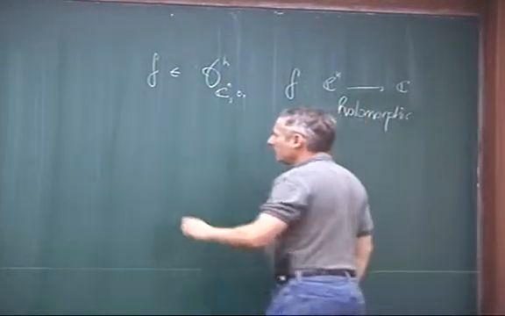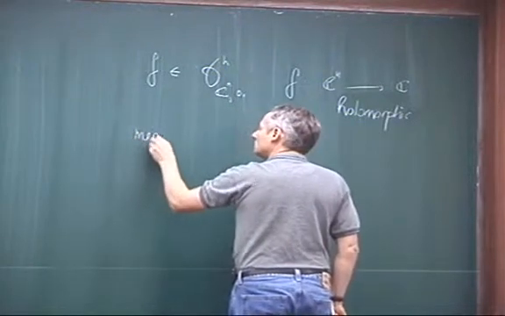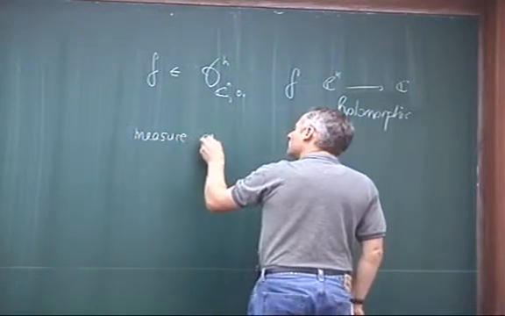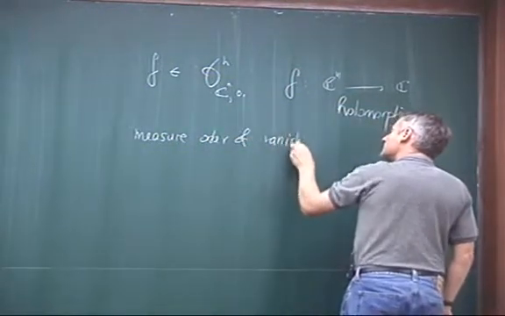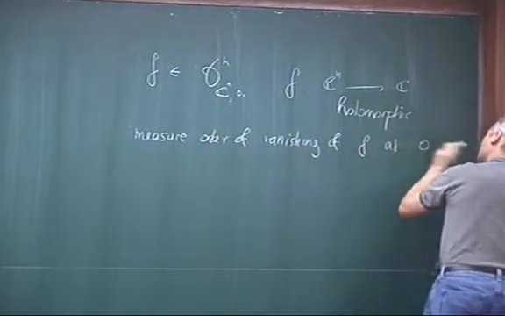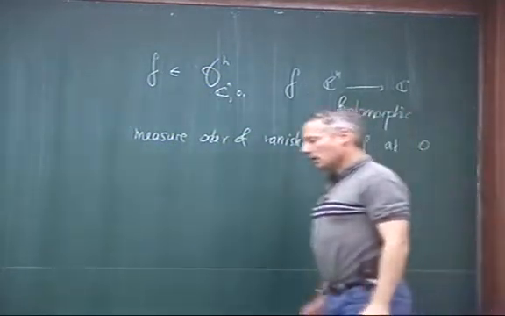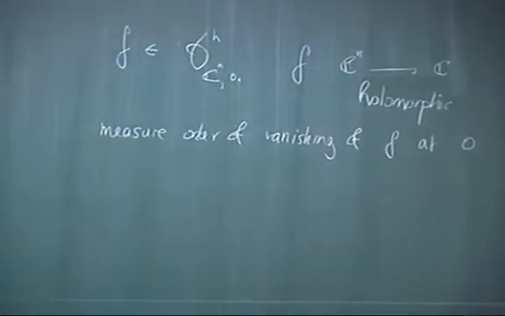And what I'm interested in is I want to measure the order of vanishing of f at the origin. Okay, so one thing I could do is I could take a power series expansion for f and just look at the multiplicity. And that's an interesting invariant, but I want something that's slightly more subtle than that.